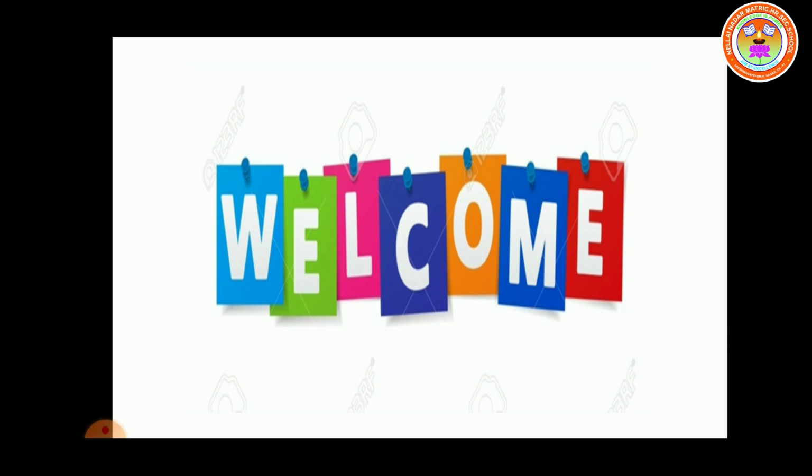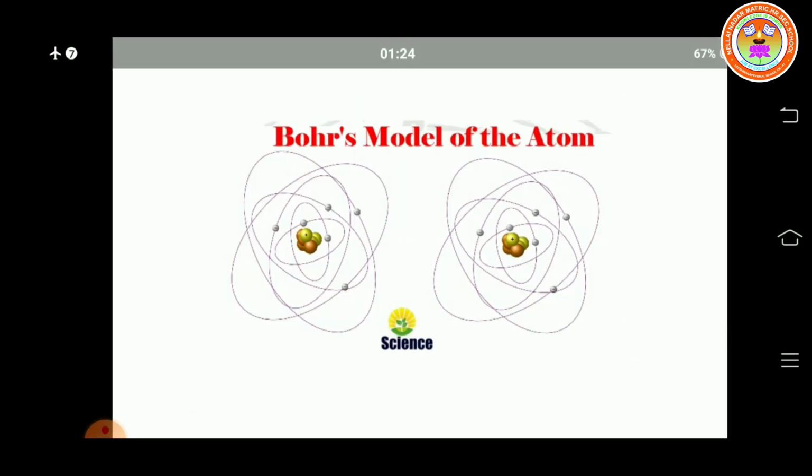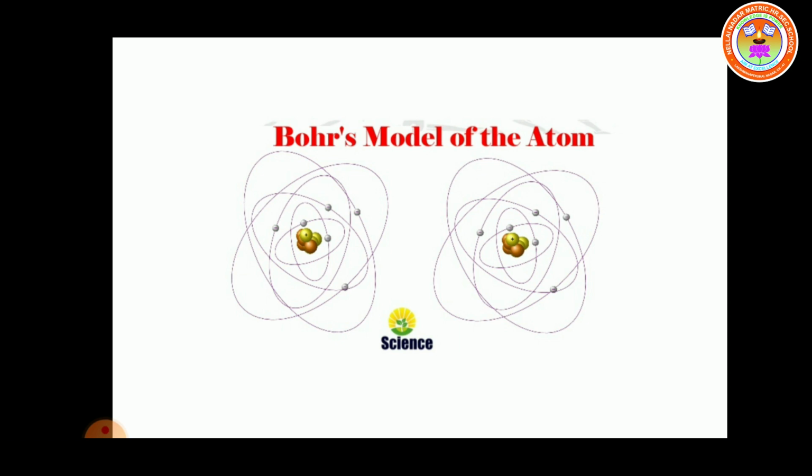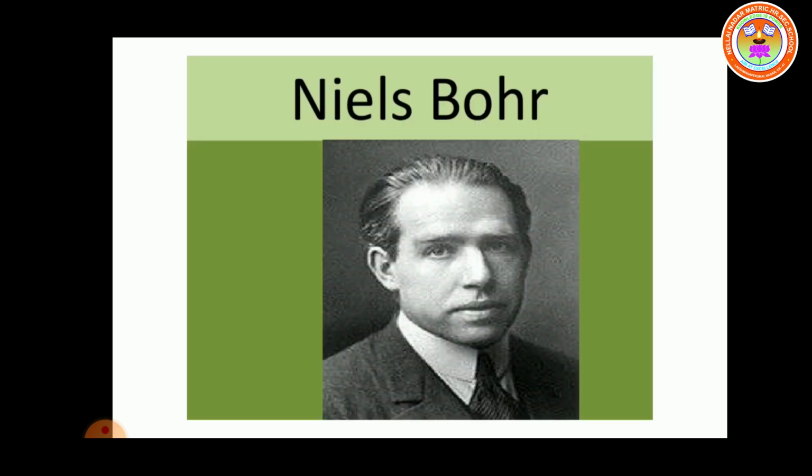Today we will learn about Bohr's model of an atom. Last class we learned Rutherford's atomic model. In this class we learn about Bohr's model of an atom. In 1913, Niels Bohr explained the causes of the stability of the atom in a different manner, because we know Rutherford's model could not explain the stability of the atom. So Niels Bohr tried to find the stability of the atom.